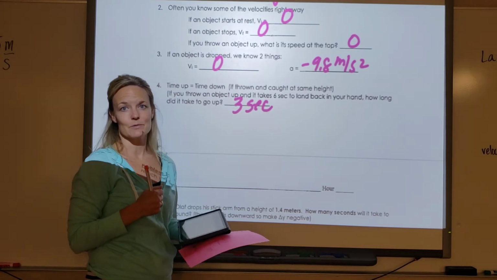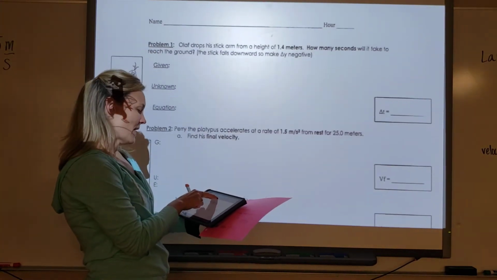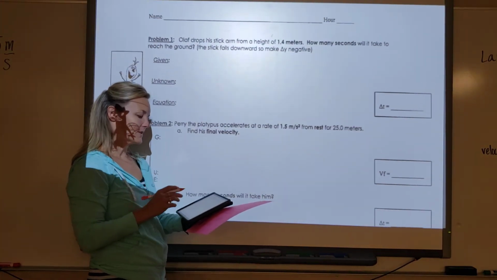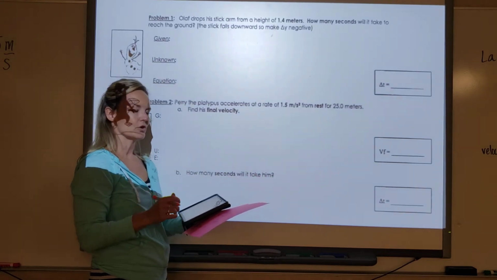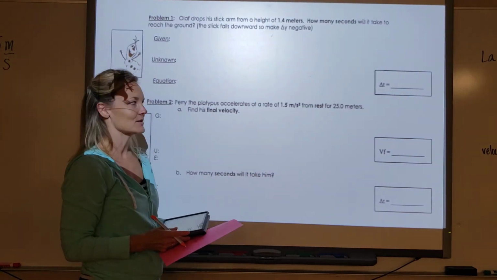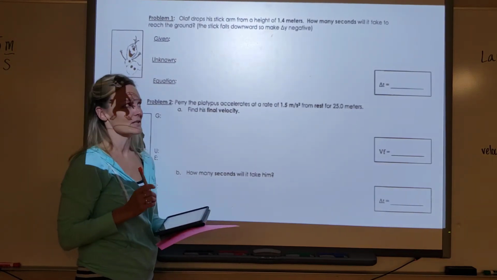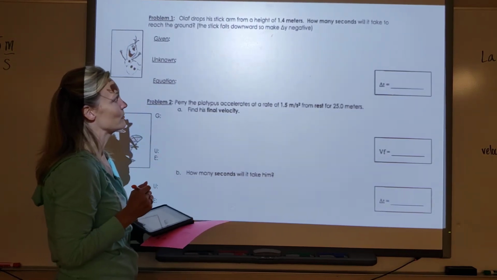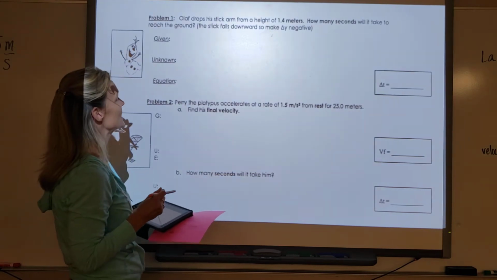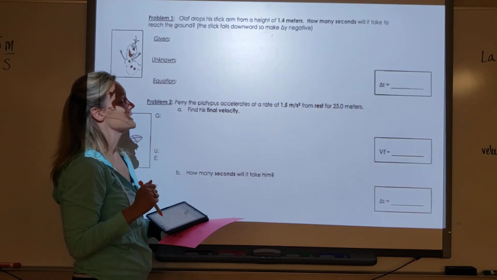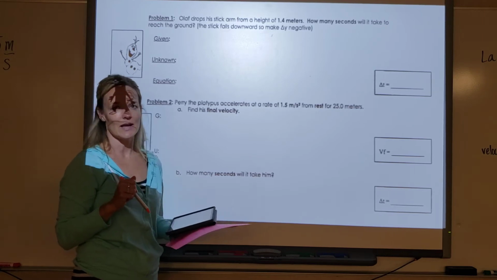We are going to jump into some problems. On the back side, we're going to work through a few problems together, and then I'm going to turn you loose, and you're going to be turning these in and submitting them in Schoology to get a few points. Problem 1, Olaf drops his stick arm from a height of 1.4 meters. How many seconds will it take to reach the ground? Because the stick falls downward, we have to make delta y negative.